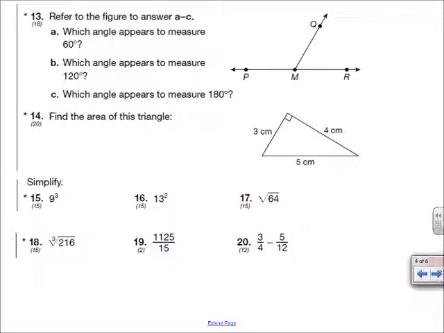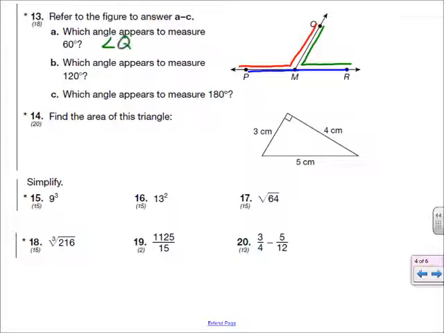Refer to the figure to answer A through C. Which angle appears to measure 60 degrees? Well, we have three angles to choose from. It could be PMQ, it could be QMR, or it could be PMR. And 60 degrees, we know, is less than 90. So which of these ones looks like it's less than 90? Well, QMR looks like it's less than 90 to me.